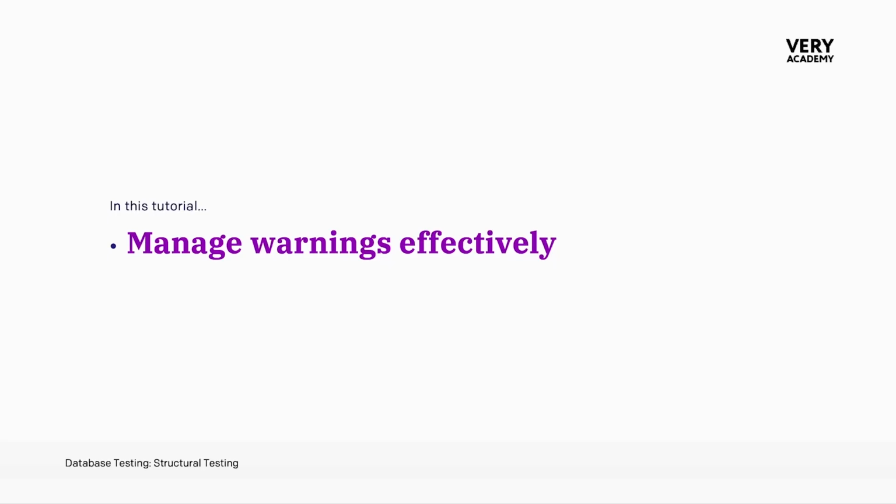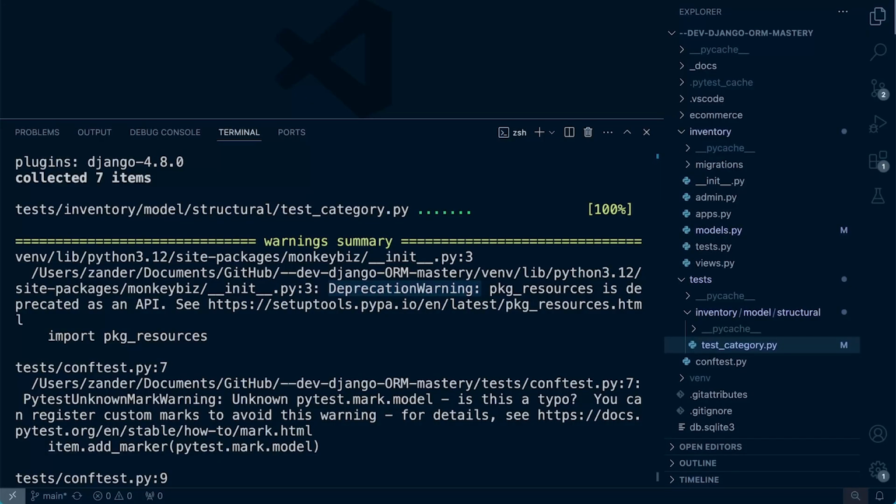In this tutorial, we'll take a look at how to manage warnings effectively, which can help ensure that our test suite will remain robust and that potential issues are addressed proactively. There are many different warnings that you might encounter. Typical warnings that you might encounter in Pytest, the first being a deprecation warning. And in actual fact, we do have a deprecation warning here in my example.